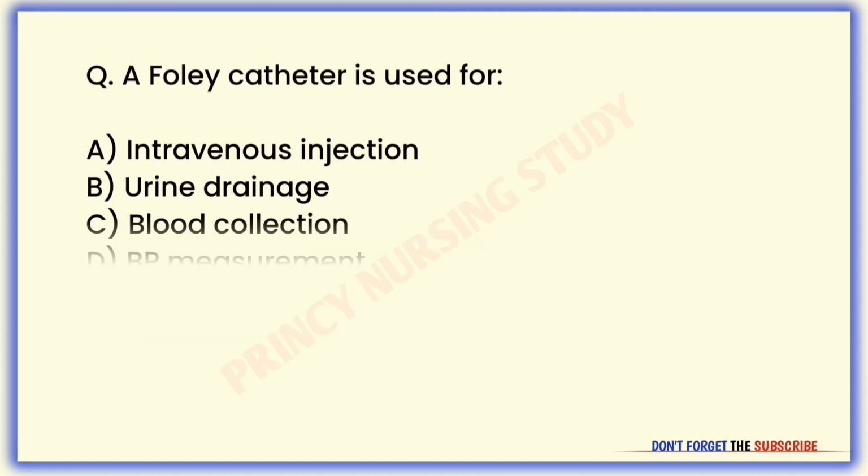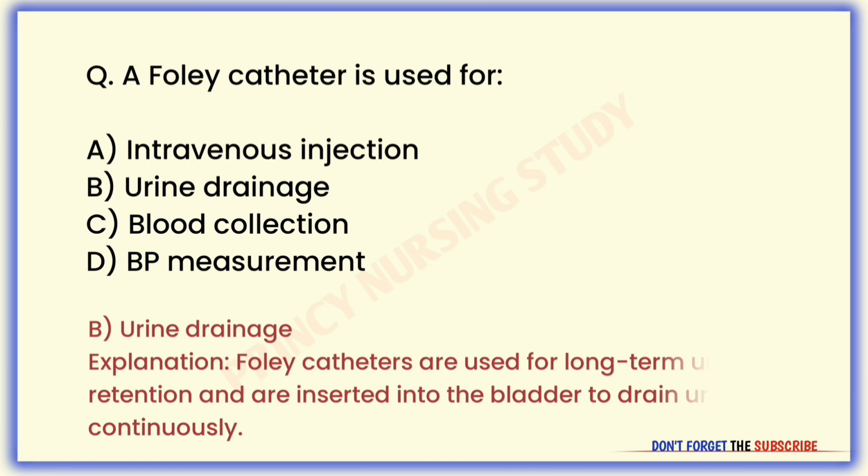Next question. A Foley catheter is used for. Correct answer is B. Urine drainage. Foley catheters are used for long-term urinary retention and are inserted into the bladder to drain urine continuously.